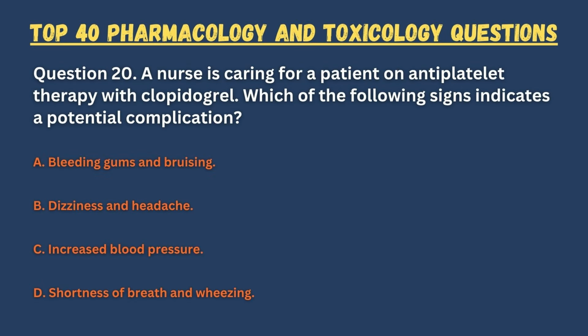Question 20. A nurse is caring for a patient on antiplatelet therapy with clopidogrel. Which of the following signs indicates a potential complication? A. Bleeding gums and bruising. B. Dizziness and headache. C. Increased blood pressure. D. Shortness of breath and wheezing.